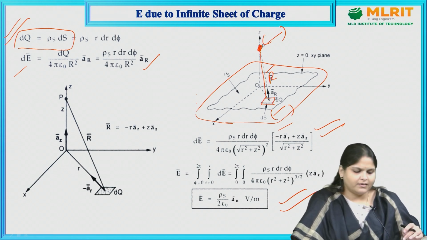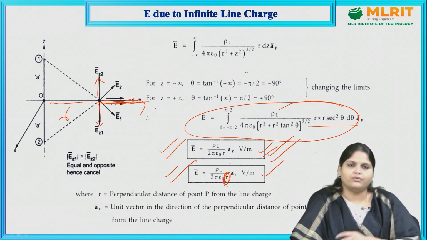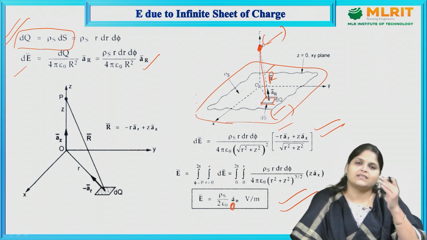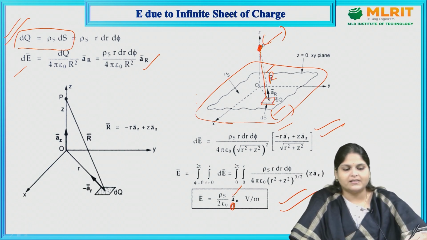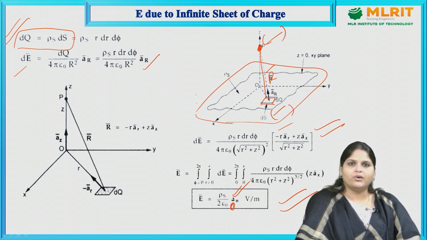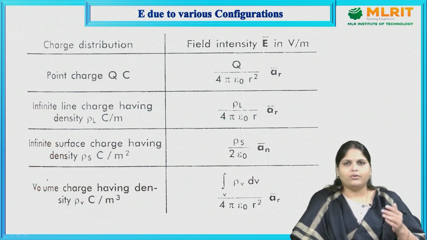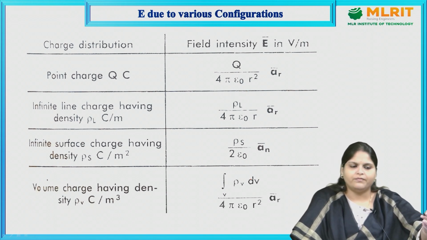If you compare this formula with the previous formula, there you had one term r also, but here it does not depend on the distance between this point where we are finding the field and the sheet. The only thing we need to take care of is the direction, the unit vector. So E equals rho s upon 2 epsilon naught aN, volts per meter.